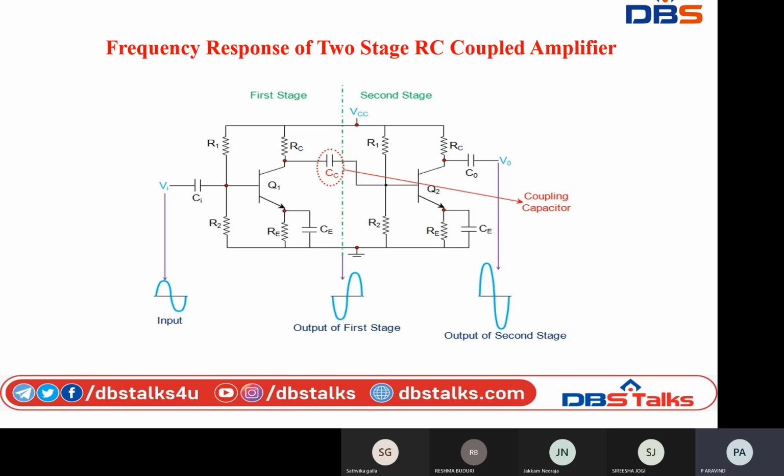Okay, and we have the output at the second stage, which is available at the collector terminal of the second stage transistor, and the resultant output at the collector terminal of the Q2 transistor is also shifted by 180 degrees in its phase. See, at the second stage also the output is shifted by 180 degrees compared to the output of the first stage.